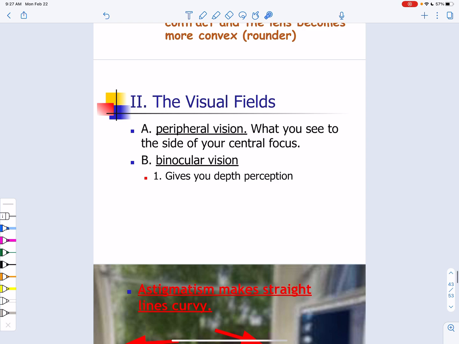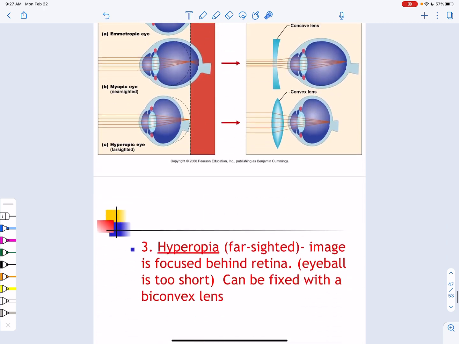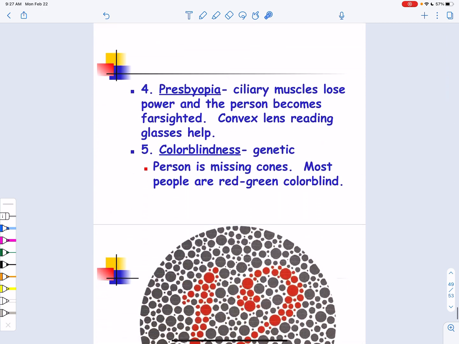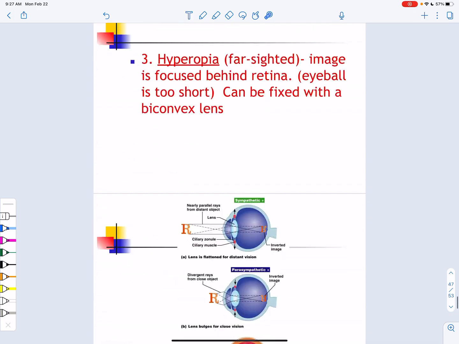Okay, our next video is going to be over disorders of the eye, so we will be going through that before the end of this unit on our test. So look forward to that later in the week.